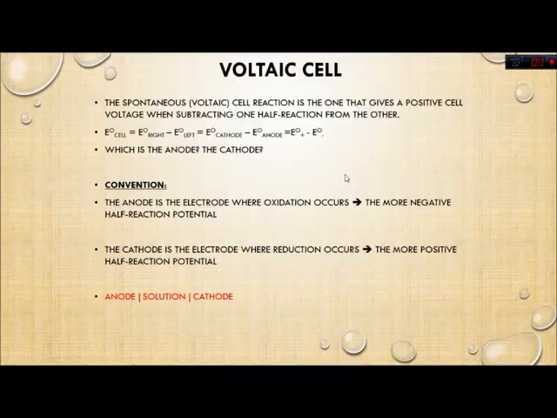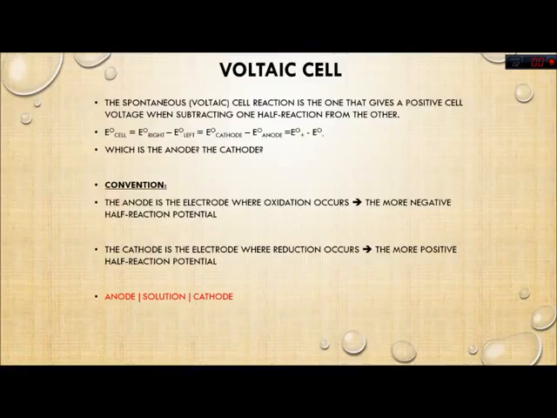Now let's talk about the voltaic cell. This voltaic cell reaction is one which gives a positive cell voltage. That means, as you have seen before, as long as we get a positive EMF value, the cell is working or the battery works. When the cell voltage becomes 0, that is E equals 0, then we say the battery is dead or it works no more.